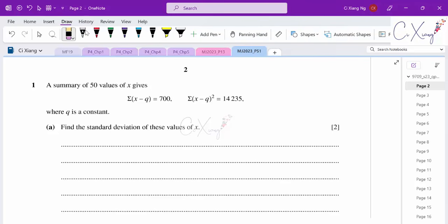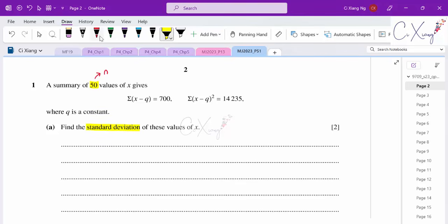Right, so they give us a summary of 50 values. So I think you should know that the n here is 50. And then we have the summation of x minus q and also the summation of x minus q squared, where q is a constant. So first of all, they want us to find the standard deviation of these values of x.